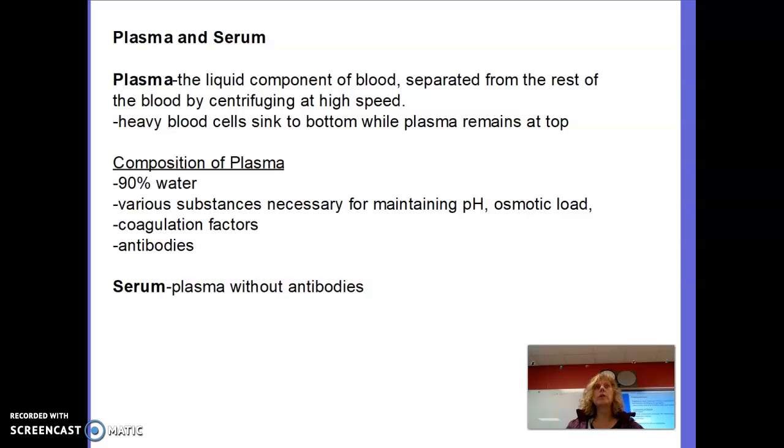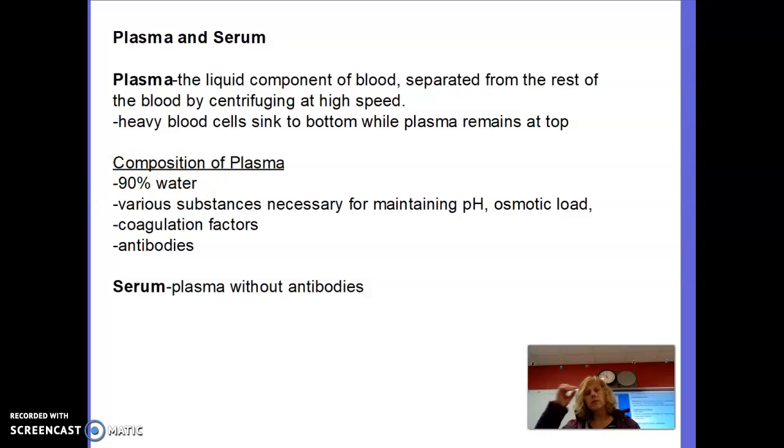Excuse me, alliteration. So plasma is that liquid component of the blood, and it's really important in maintaining homeostasis, which I know I've mentioned a lot, but it actually is really important. And obviously, blood is a really big part of maintaining homeostasis in the body.